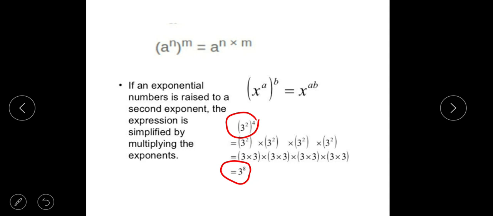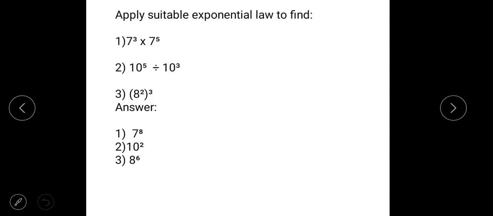Look at this. This exponent 8 we get just by multiplying 2 into 4. So 3 square all raised to 4 is 3 raised to 8. So if we just multiply the exponents, when doing power of a power, this is the third law of exponents. Now we will do questions for all this. Apply a suitable exponential law to find the answers.